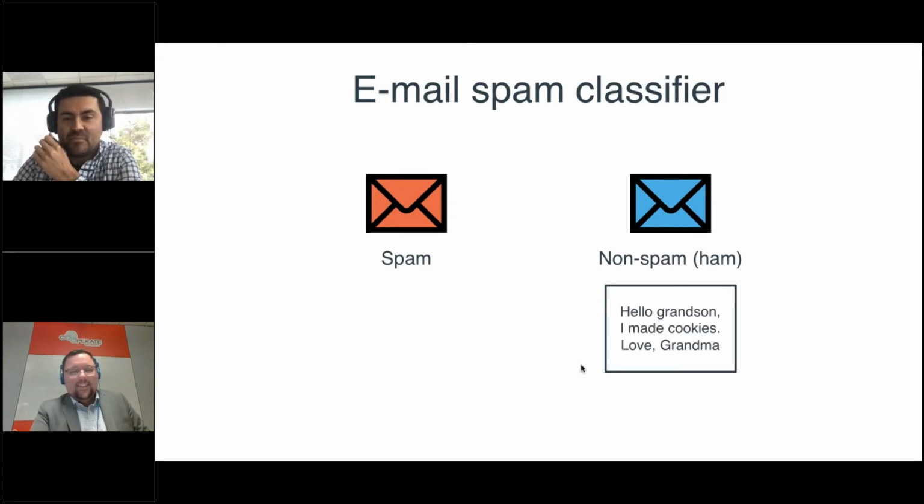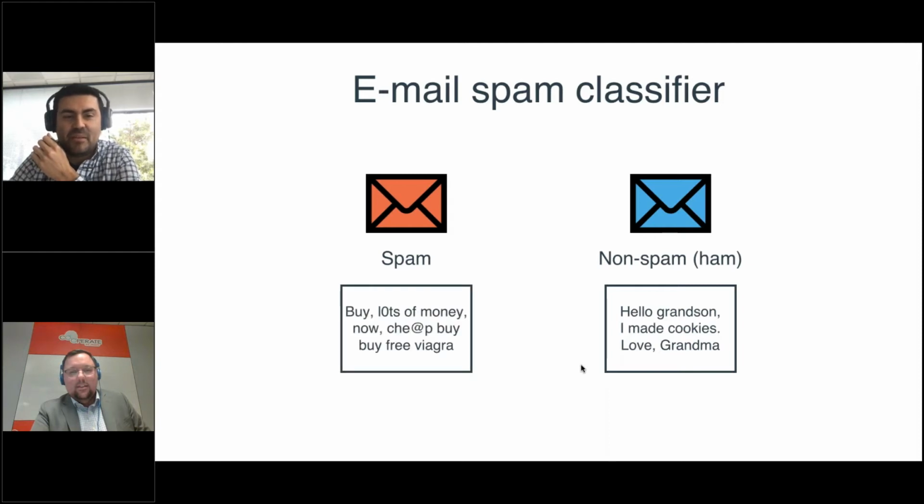And an example of ham is just, let's say, this lovely email from our grandma that says, hello grandson, I made cookies, love grandma. And here's an example of a spam email: buy lots of money, cheap, buy free, etc. And so this is our example. So what do we see? What would you do if all you had is this information? Do you see any rules? If anybody wants to suggest any rules you would make for a very, very simple spam classifier?